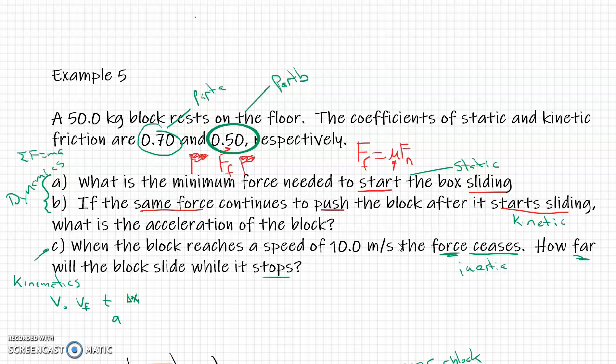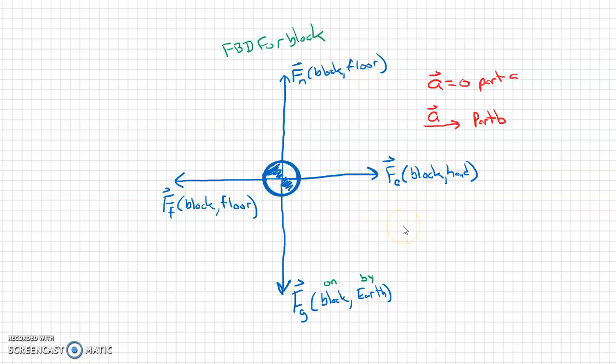Okay, so here we are with our free body diagram, and basically we should have four forces acting on our object. We have, of course, gravity that acts on the object. That's a downwards force, and it's on the block by the earth. Those are the two objects that are involved with that force. We also have the floor that is pushing upwards to keep this block from falling downwards. That's what we call the normal force, and it's on the block because of the floor.